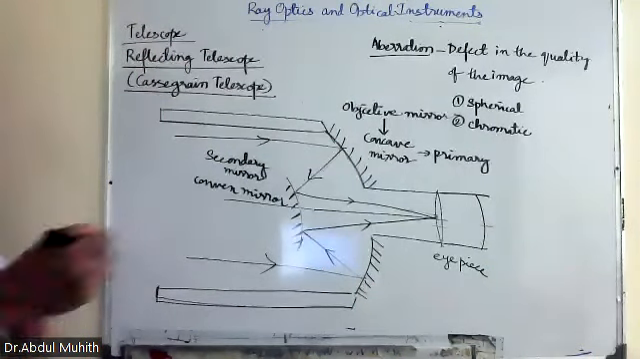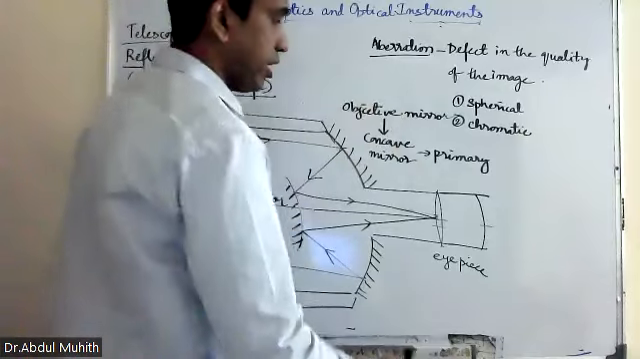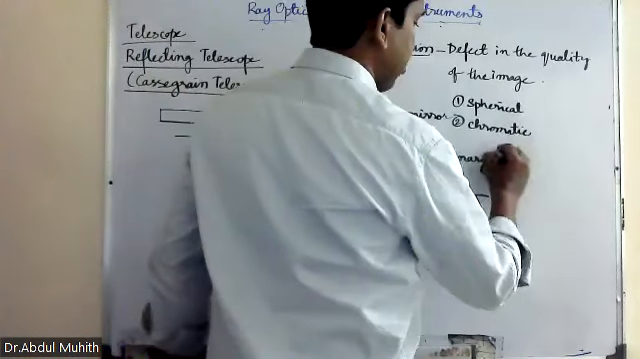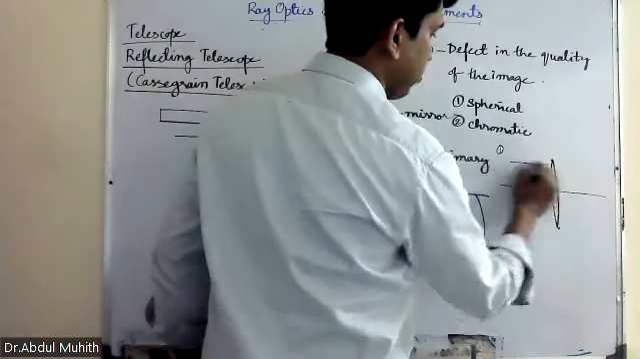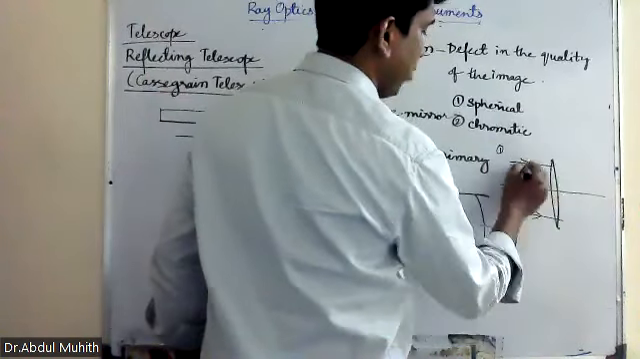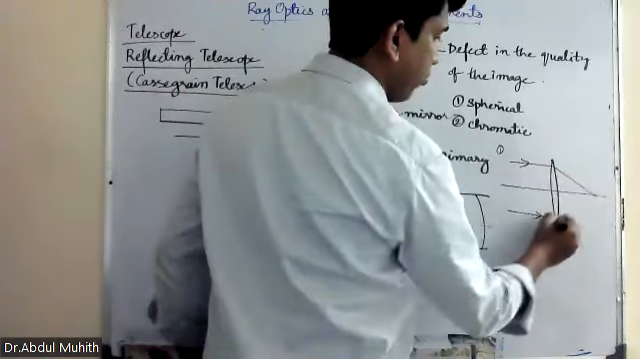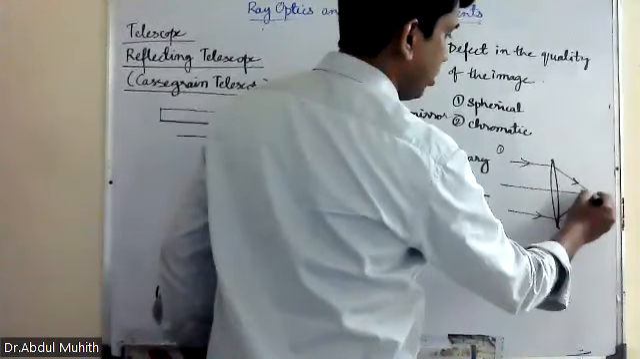So I will explain to you, maybe you are a little interested in the spherical and chromatic aberration. In spherical aberration, what will happen is, suppose this is the lens. So this is the focal point. These are the rays, the rays which after refraction meet at the focal point. Okay, this is the focal point.